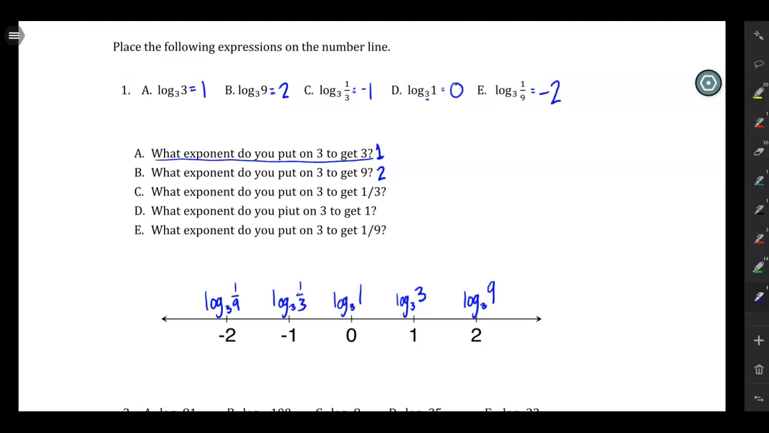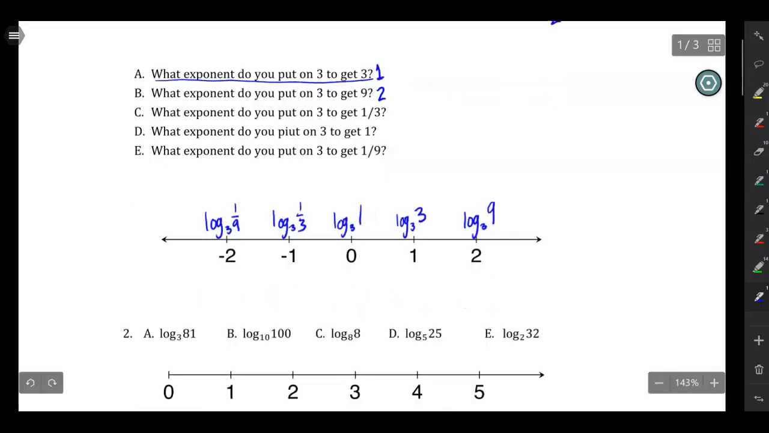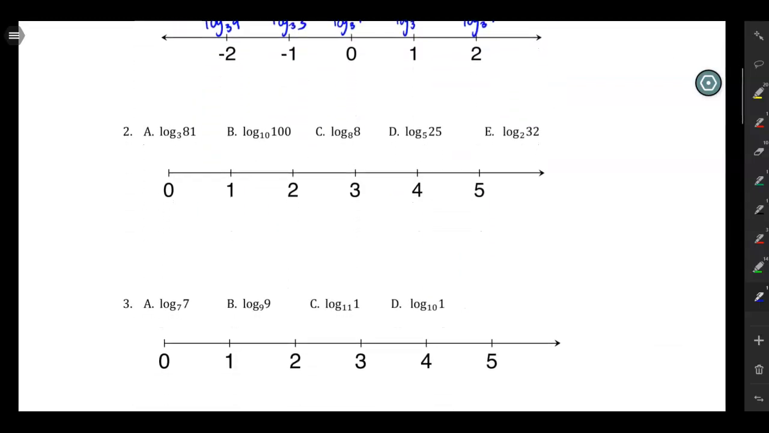So again, the big idea with evaluating logs is you look at the base, that little mini number. You say, what exponent do I put on that base to give me the bigger number? Whatever that exponent is, that's what your log is equal to. So let's do the next one.